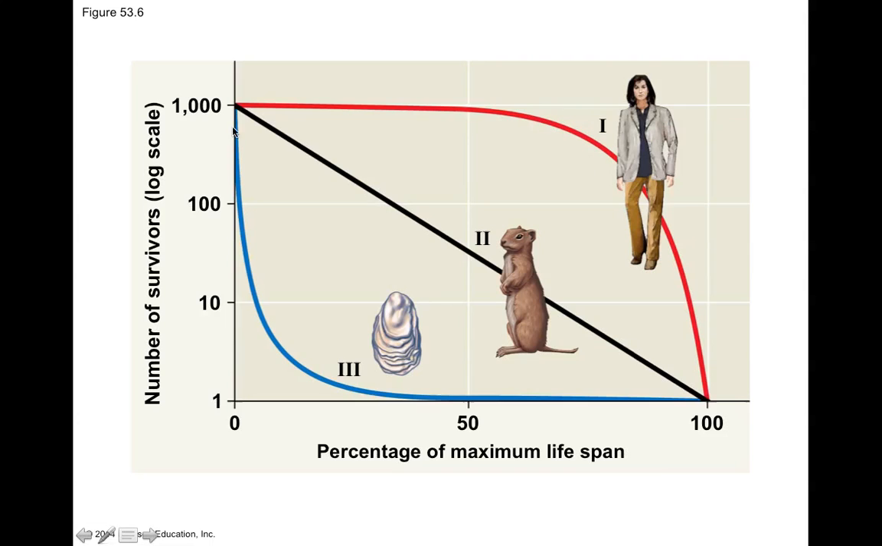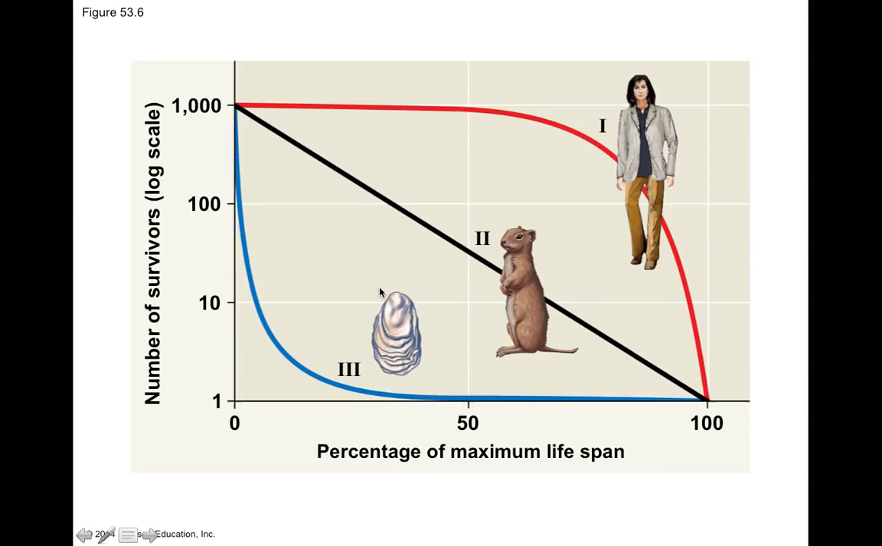In Belding's ground squirrels, the rate of death is pretty constant. So it doesn't matter whether you're a 1-year-old squirrel or a 6-year-old squirrel or an 8-year-old squirrel, your chances of surviving from 1 year to the next are pretty much level at any age.